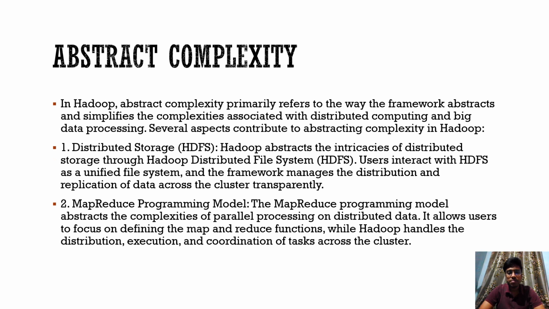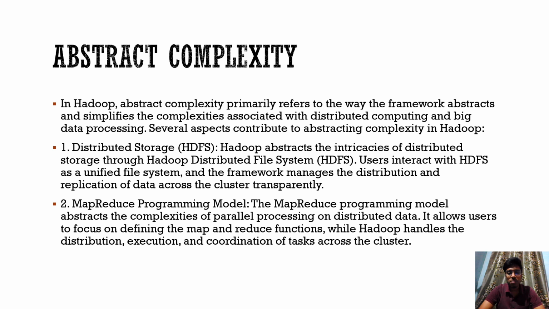Abstract complexity. In Hadoop, abstract complexity primarily refers to the way the framework abstracts and thus simplifies the complexities associated with distributed computing and big data processing. Several aspects contribute to abstract complexity in Hadoop. Distributed storage (HDFS). Hadoop abstracts the intricacies of distributed storage through the Hadoop Distributed File System (HDFS). Users interact with HDFS as a unified file system, and the framework manages the distribution and replication of data across the cluster transparently.